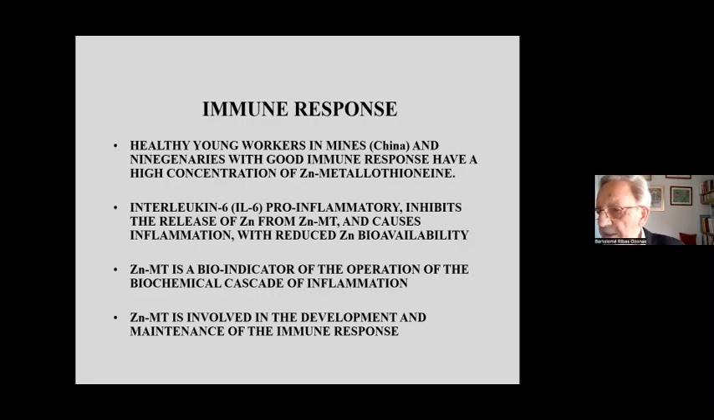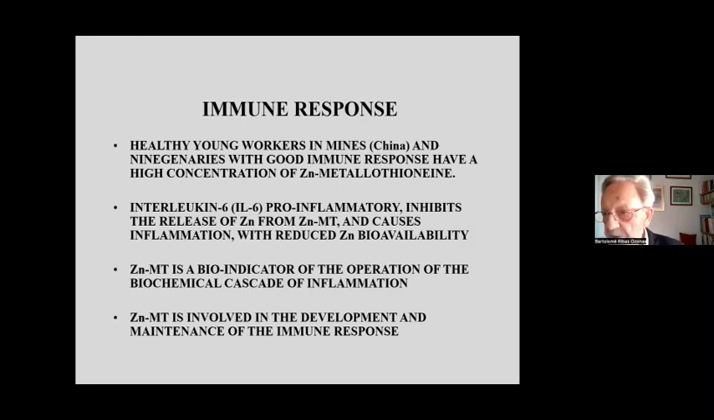Interleukin-6 is pro-inflammatory, inhibits the release of zinc from zinc metallothionein, and induces inflammation; interleukin-6 will reduce zinc availability. Zinc metallothionein is also a bioindicator of the operation of the biochemical cascade of inflammation. Zinc metallothionein is involved in the development and maintenance of the immune response.